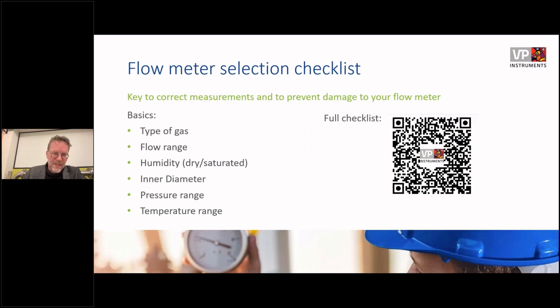My last slide, some tricks and also basically a basic checklist which you can use. This checklist is really important when you select the flow meter. Always check type of gas. Is it air, or is it nitrogen, or maybe some technical gas? You need to know that. Check the flow range. Check if the air is dry or wet. Check the inner diameter and make sure it's right. And also check the other things like pressure and temperature range, so the flow meter can meet those requirements also.